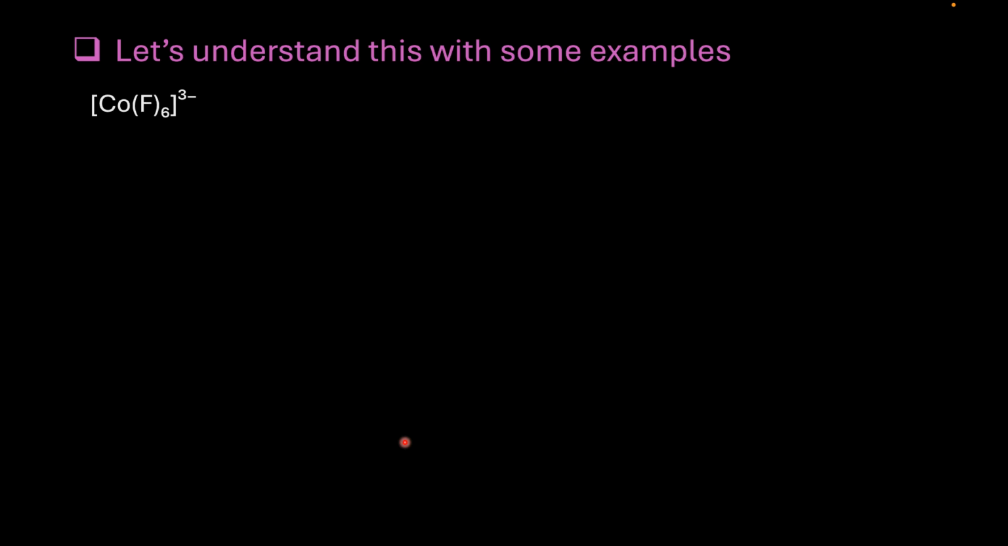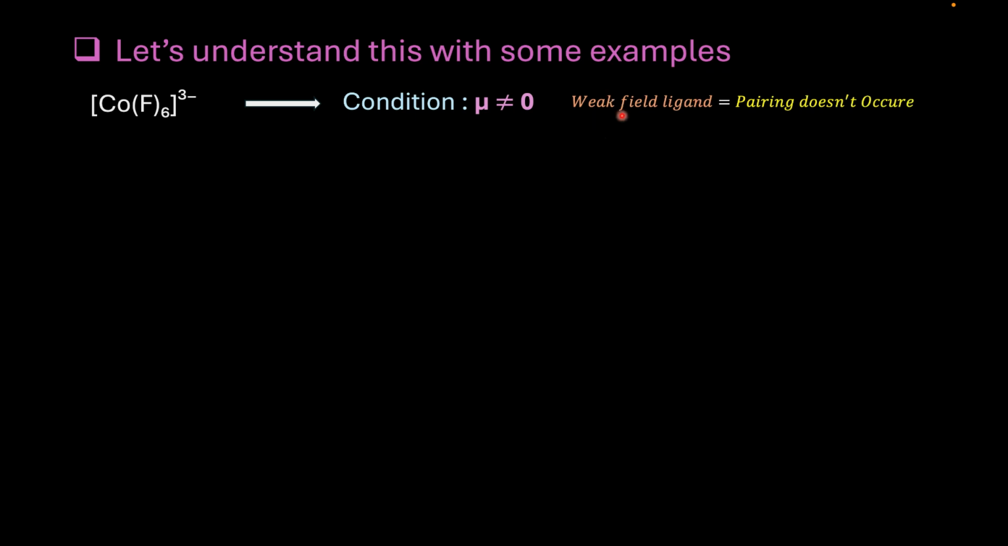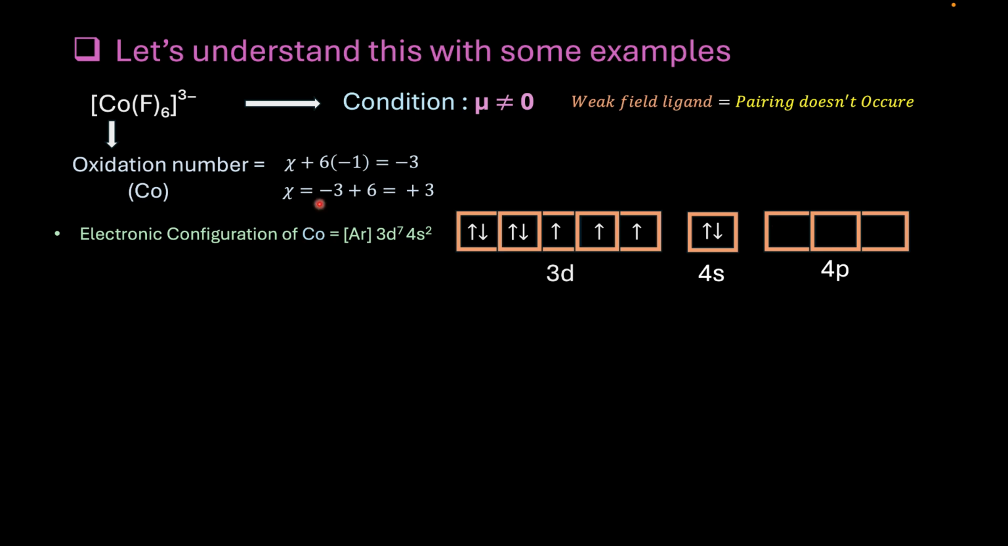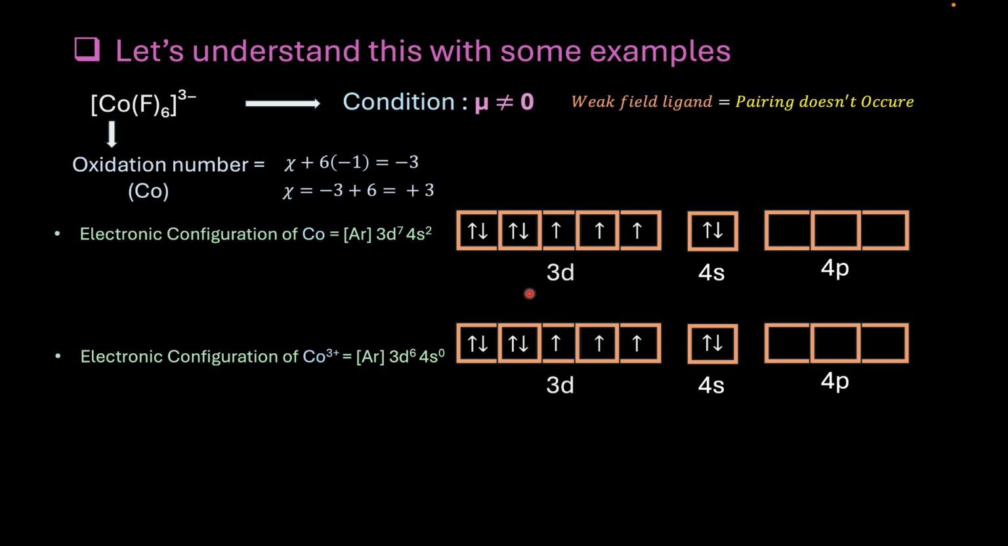Okay. For this, I have taken an example of CoF6 3-. Here the condition is mu value not equal to 0. For mu value not equal to 0, the ligand is a weak field ligand and it does not do pairing. For this, first we have to calculate the oxidation number of cobalt, x equal to +3. For this, let's draw the electronic configuration of Co. It will look like this. And again, for Co3+, the electronic configuration will look like this.